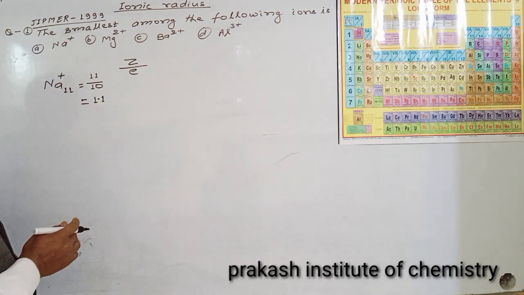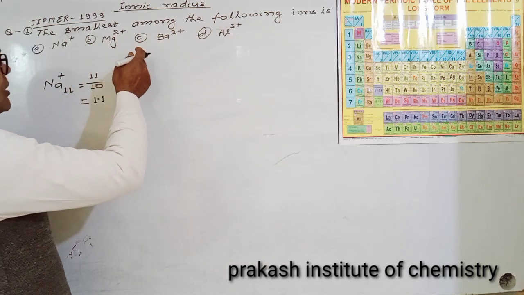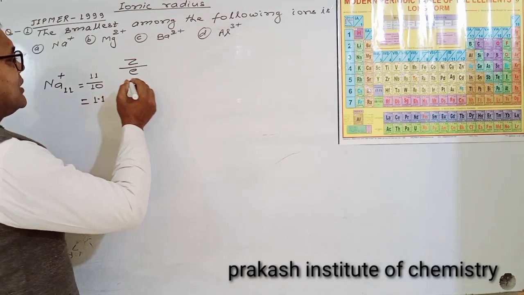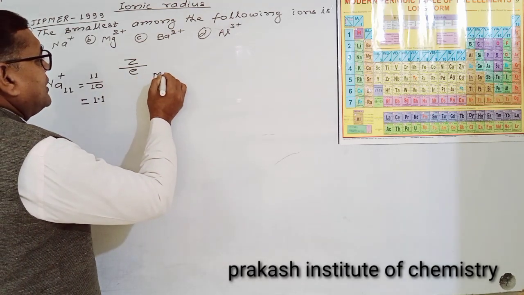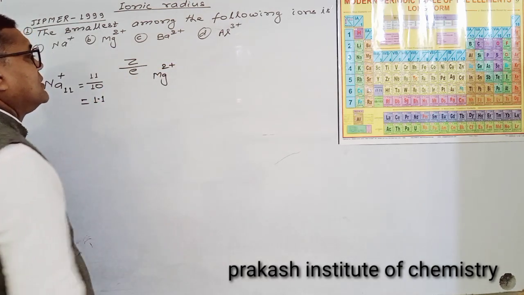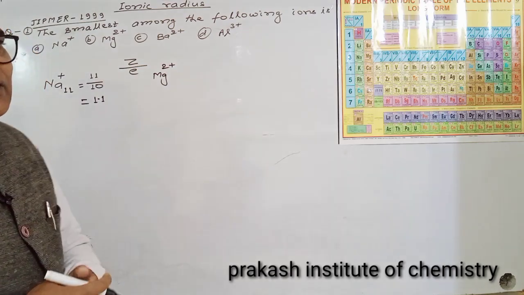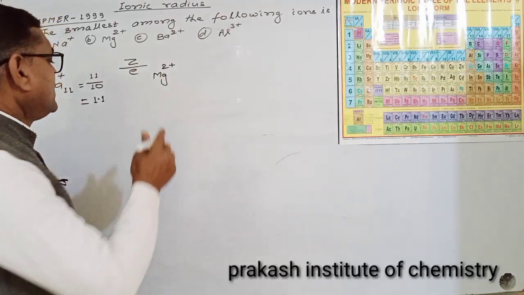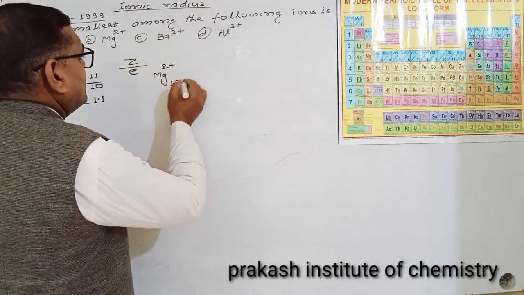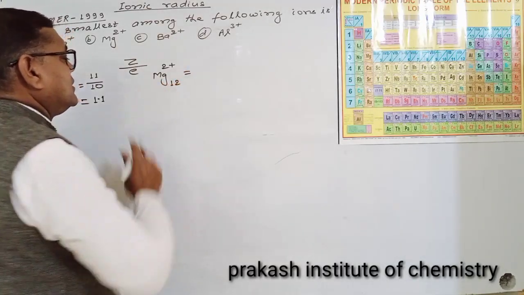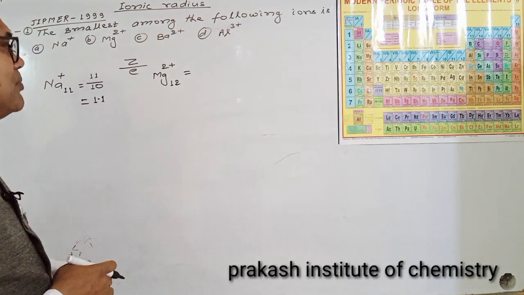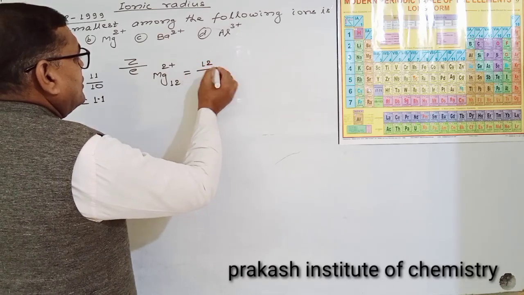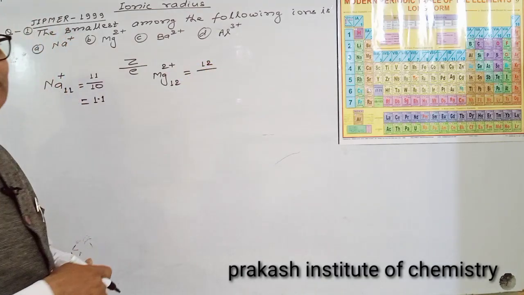Now we calculate the value of Z upon E of magnesium ion. Here we write Mg 2 positive charge. We know that the atomic number of magnesium is 12. 12 is the effective nuclear charge of magnesium. Here we write 12. This indicates the value of Z.